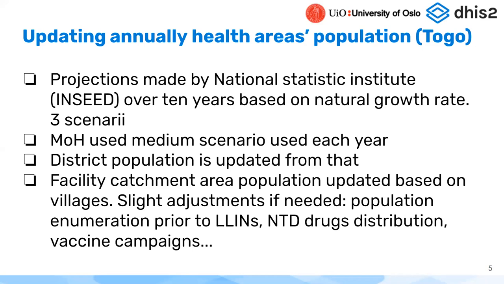We have to notice that inside the district, slight adjustments are made if needed. So they use the headcounts that we make regularly, either prior to LLIN distribution, mosquito net distribution, or prior to neglected tropical diseases drug distribution. Those headcounts are made by community health workers, village by village. And then we use that data to make slight adjustments inside the district so that we can make sure that we don't have very, very low or very high population inside the health facilities.